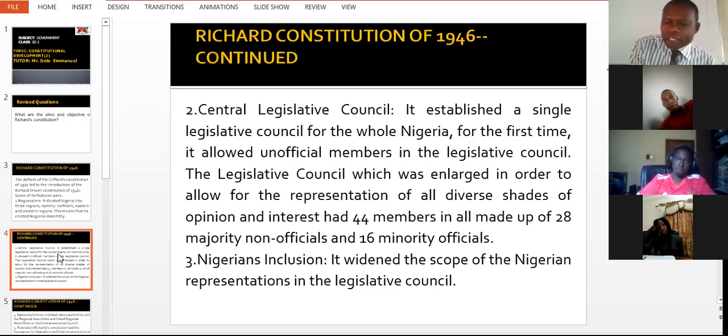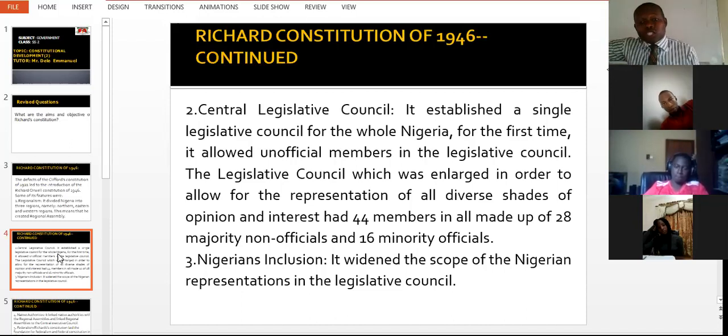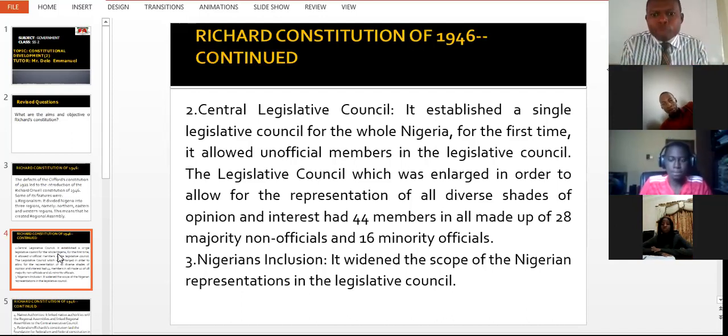46 members against 44 members of that of Clifford. And that of Clifford had 6 non-officials, but here we have many. So you can see that we have 28 non-officials here now. You can see the difference between Richard and Clifford. In his own council here, there were more non-officials in the legislative council.